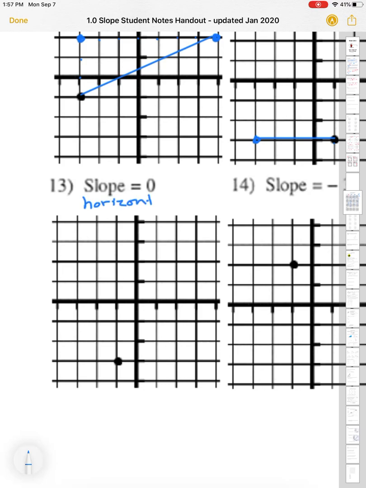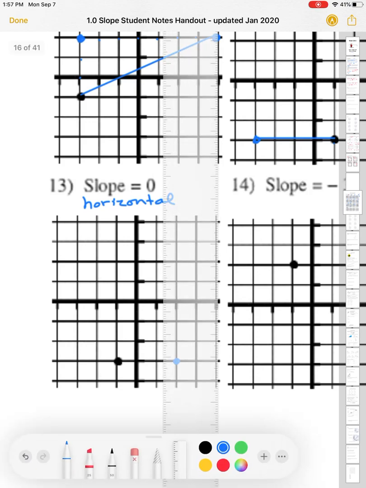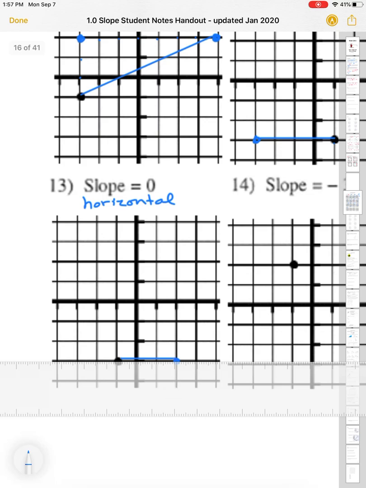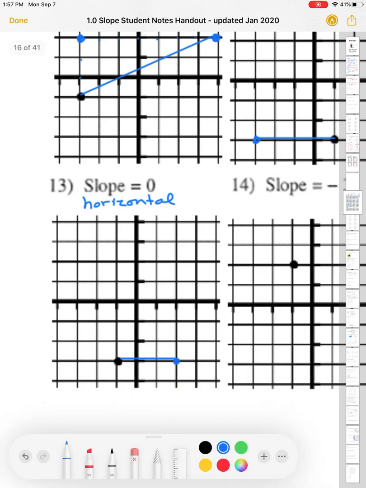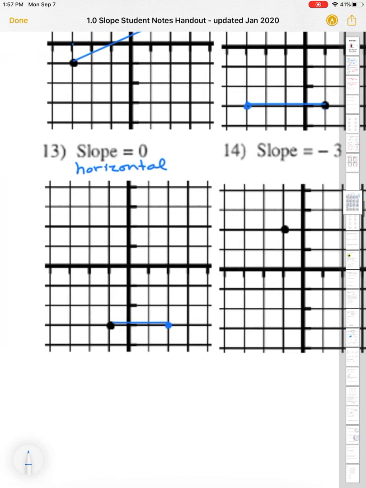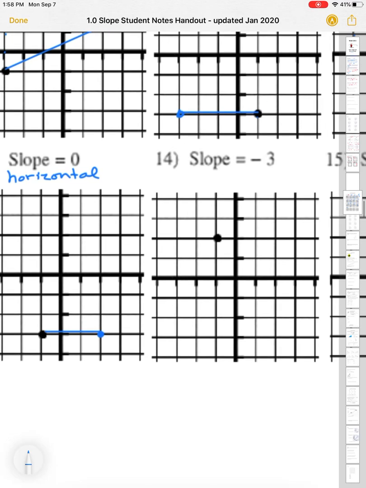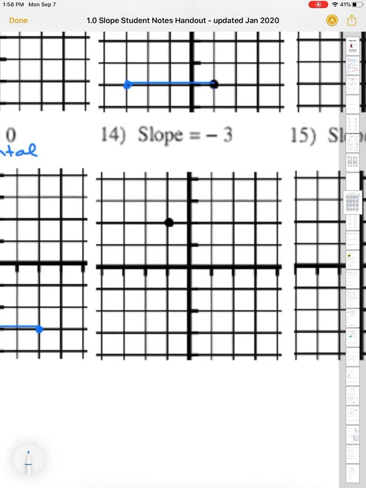Okay, we've got another slope equals 0. Slope equals 0 means we're going to deal with a horizontal line. Okay, so again, just pick an endpoint. And we're going to put our ruler in. The ruler makes everything look so much nicer. Okay, and that's our line. Now, you could have made it longer or shorter. It's up to you. Could make it just one width, as long as it fits that criteria.